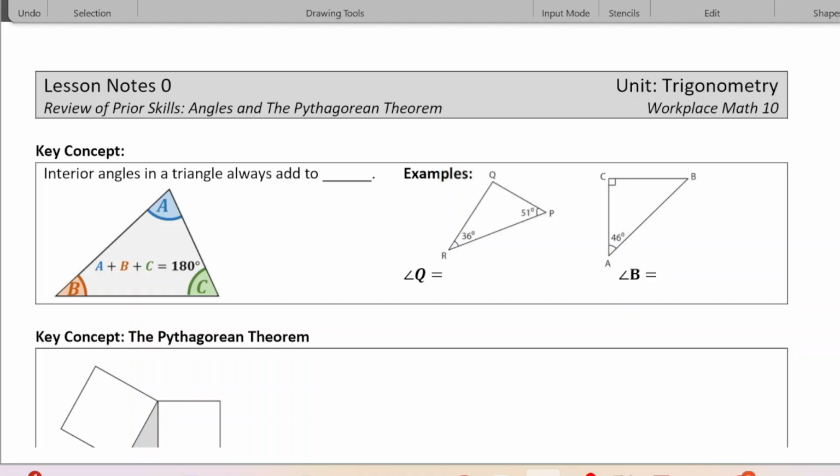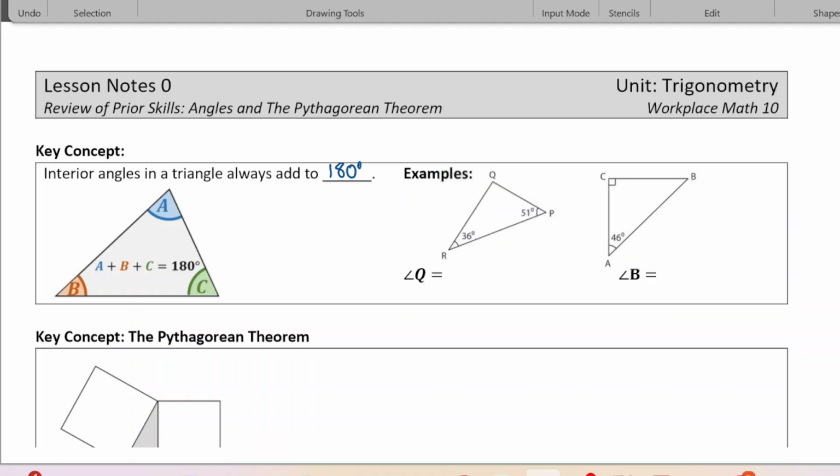There's a rule that says that no matter what triangle you have, if you add up all of the interior angles, which we see here in this diagram with the blue, the green, and the orange angles, A, B, and C, they will always add to 180 degrees. So if you have two angles inside a triangle, you can always find the third one using this rule.